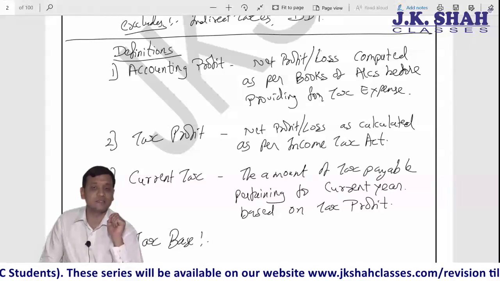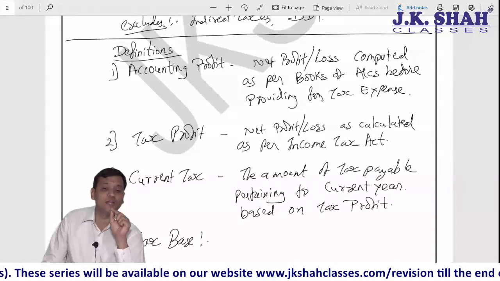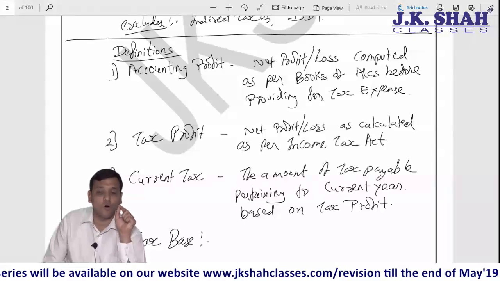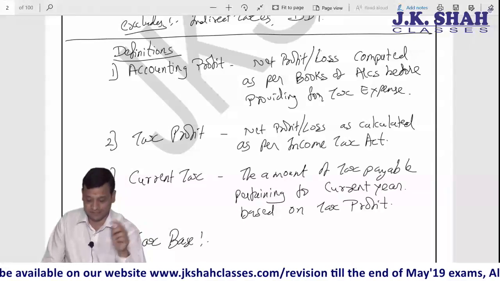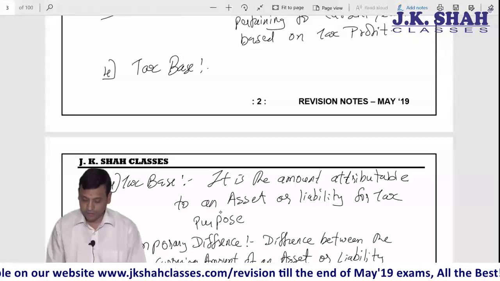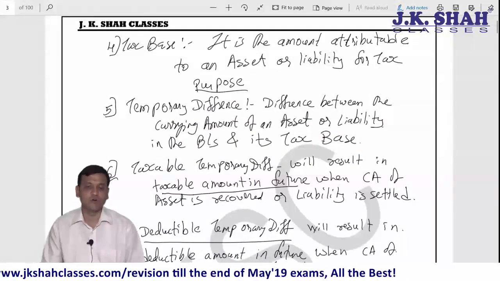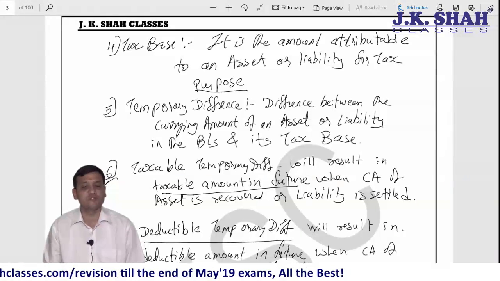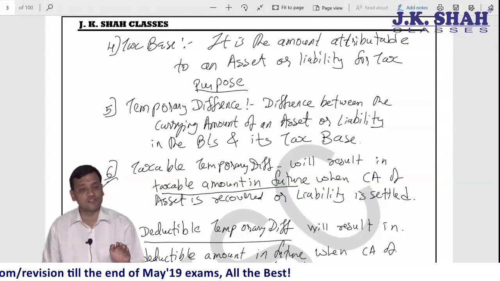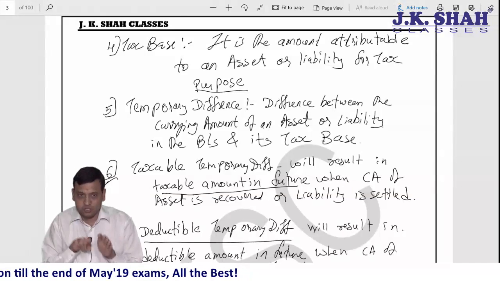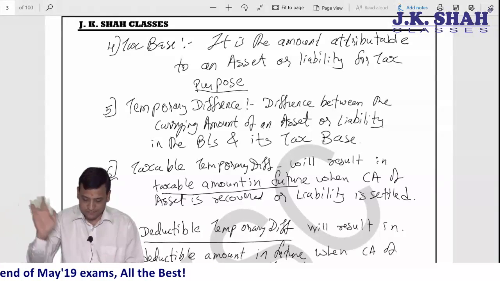What is the tax base? It is the amount attributable to that asset or a liability as per tax. Yeah. So it is an amount attributable to asset or liability for tax purpose. Temporary difference. What is temporary difference? Nothing but difference between the carrying amount of asset or a liability as per books of accounts and tax base.